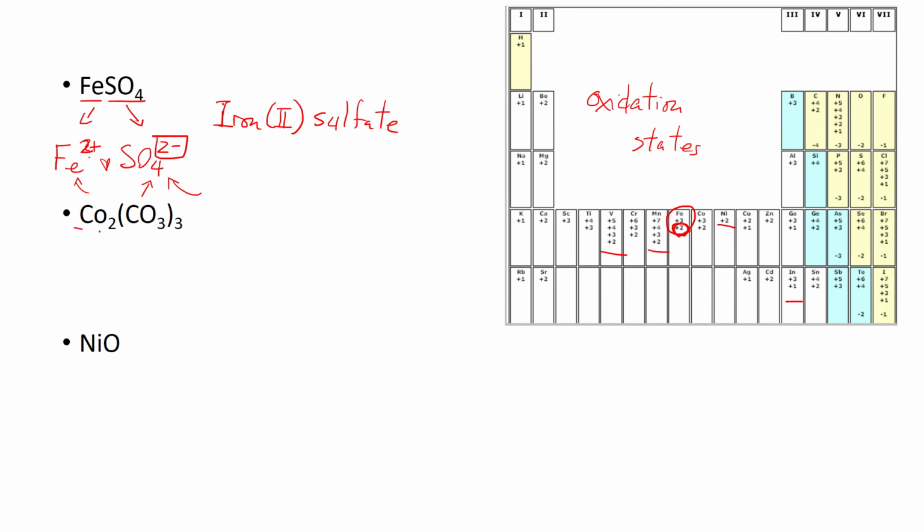Let's try another one. Cobalt is right here. Again, it's got more than one option. It could be either a 3 or a 2. So let's start over here. These are carbonates. CO3 2 minus, CO3 2 minus, CO3 2 minus. I did that because there were 3 carbonates. So I know on this side it's a 6 minus. That means on this side we have 2 cobalts.